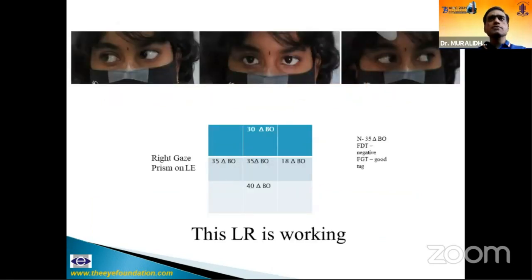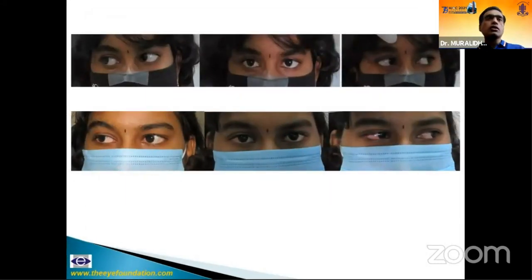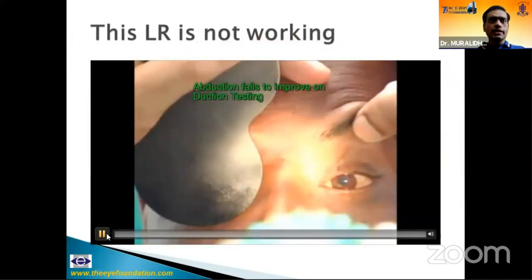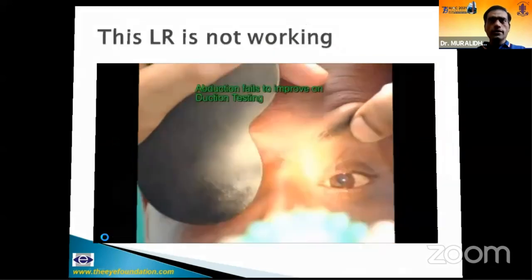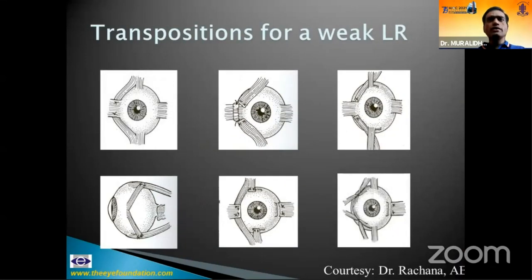So for paralytic strabismus, it is very important to know whether the muscle is working, whether the lateral rectus is working or not. In this patient, the globe is crossing the midline. In case the globe is not crossing the midline, then you have to do a forced duction test and saccadic analysis to know. If the globe is crossing the midline, a recess-resect procedure works very well. And if the globe is not crossing the midline, like this LR is not working, then you need to do a transposition procedure. You have a number of transposition procedures available.